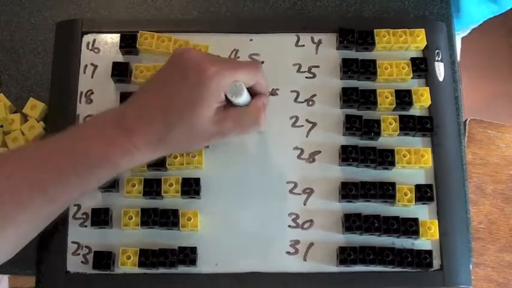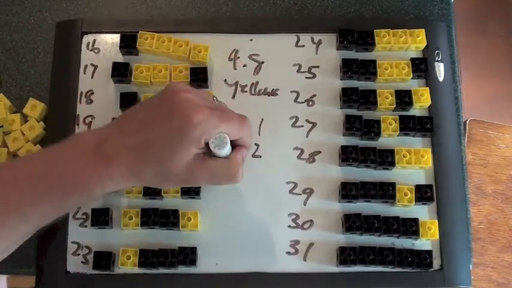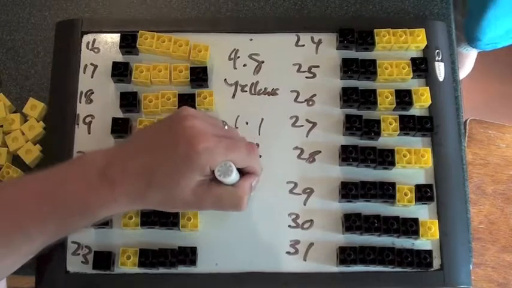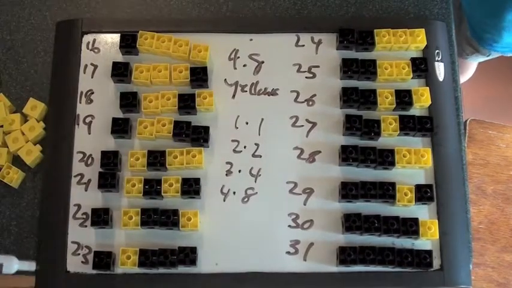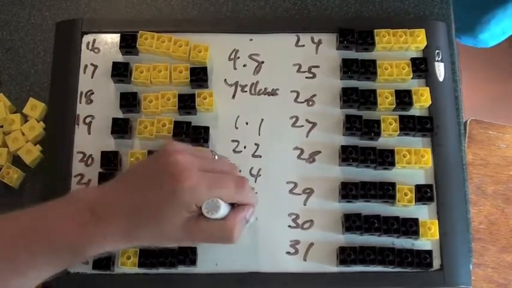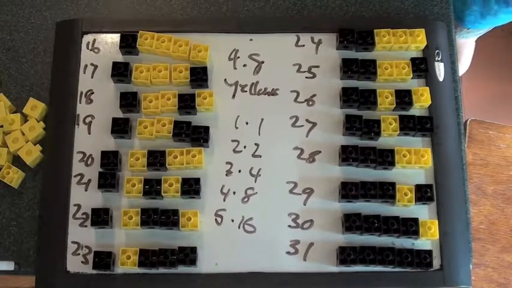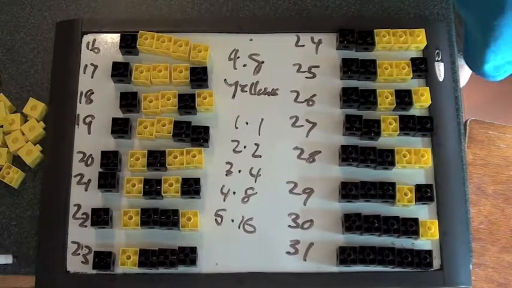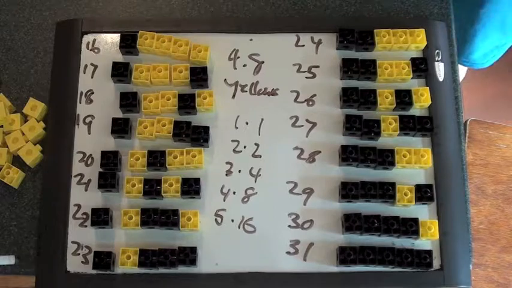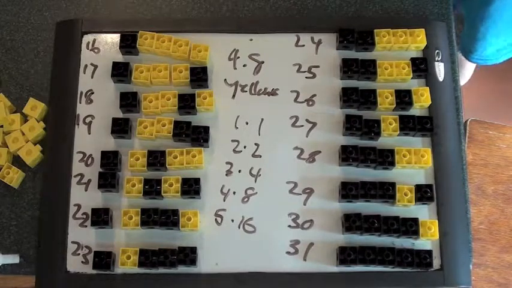It went 1 times 1, 2 times 2, 3 times 4, 4 times 8. What would the next one be? 5 times 16. 16. And we're going to have to maybe go to our big board and write it down. So now let me ask you on this one.